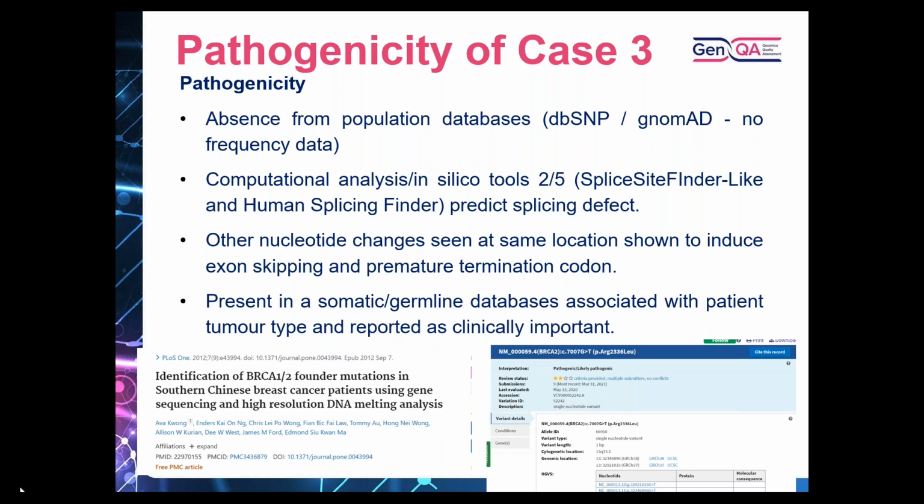Other nucleotide changes have been seen at the same location and shown to induce splicing defects. It is present in both somatic and germline databases, associated with the patient's tumour type and reported as clinically important. And these are the two panels that you can see at the bottom, one from the literature and the second one from ClinVar. Okay, thank you. Next slide, please.